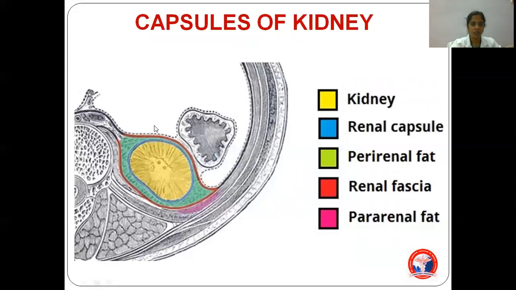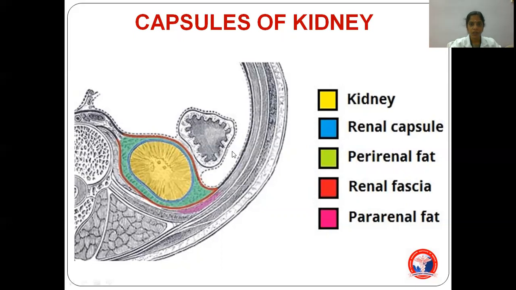Now, this is the cut section of the posterior abdominal wall showing the kidney. So, this is the kidney. Okay, so you can see the yellow color, that is the kidney. See the covering. So, see the blue color. That is the first layer, that is the renal capsule. It's nothing but the condensation of extraperitoneal connective tissue.